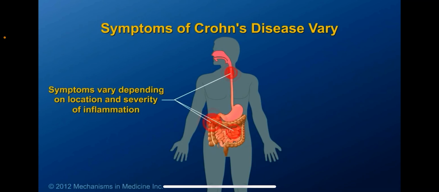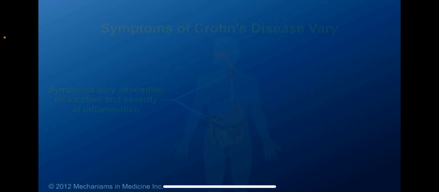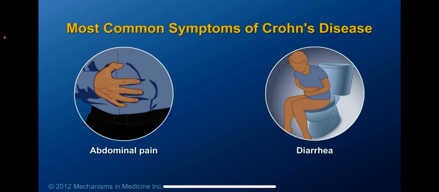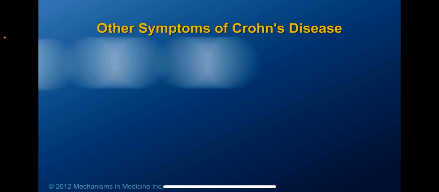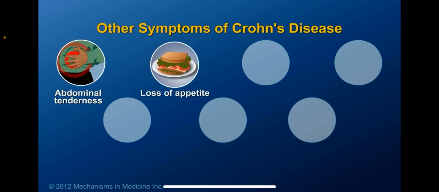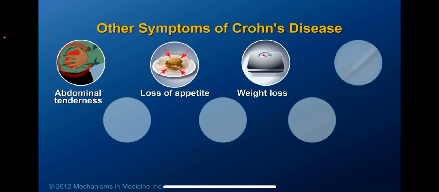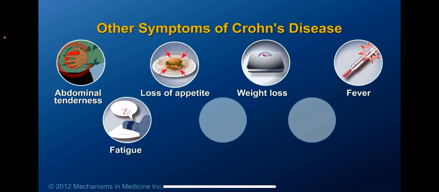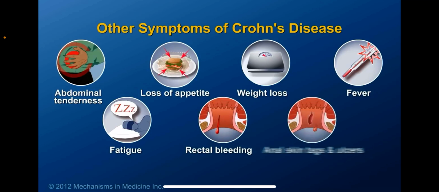The symptoms of Crohn's disease vary depending on where the disease is located and its severity. This means that every patient with Crohn's disease experiences the disease differently. Most patients with Crohn's disease have abdominal pain and diarrhea. Other symptoms related to the GI tract can include abdominal tenderness, loss of appetite, weight loss, fever, fatigue, rectal bleeding, anal skin tags, and ulcers.